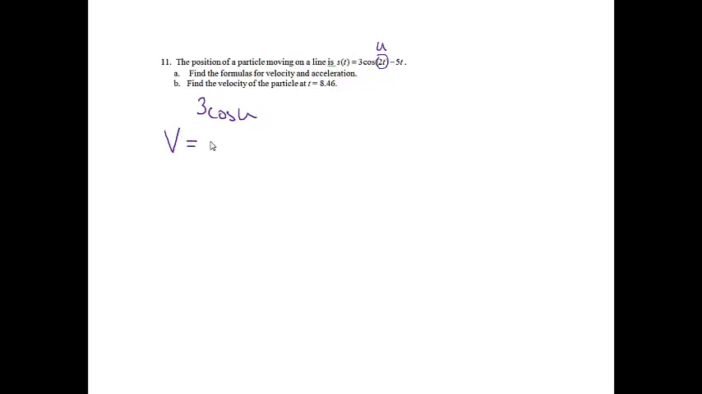So velocity is equal to the derivative of position. The derivative of 3 cosine u is negative 3 sine u times the derivative of u. The derivative of 2t is 2. So this will be negative 6 sine of u, which is 2t, and then minus the derivative of 5t, which is 5. So that's the velocity.